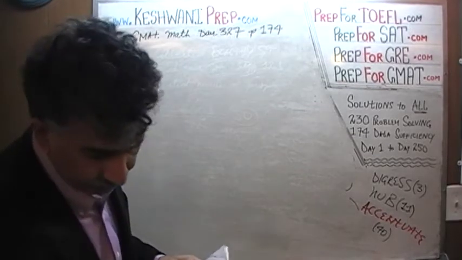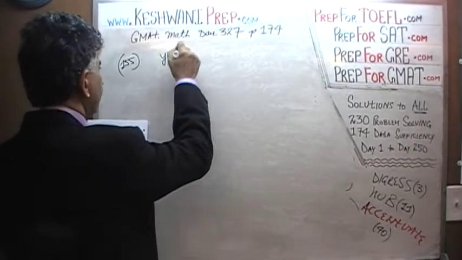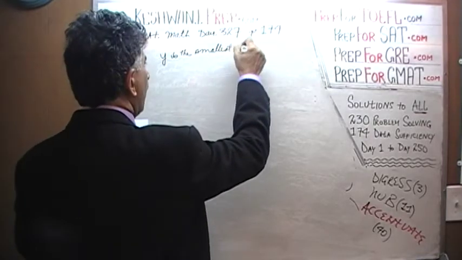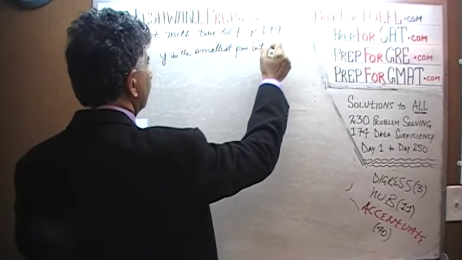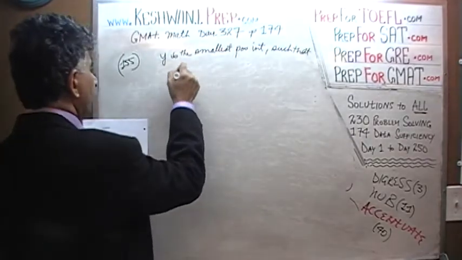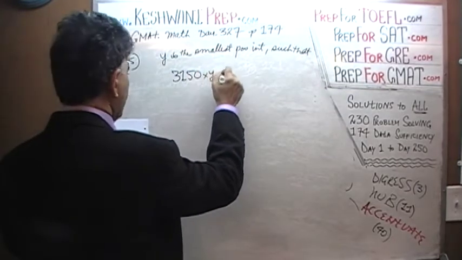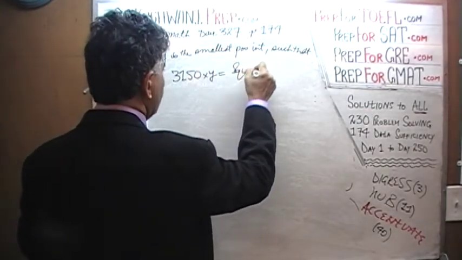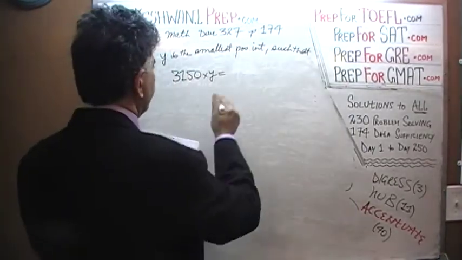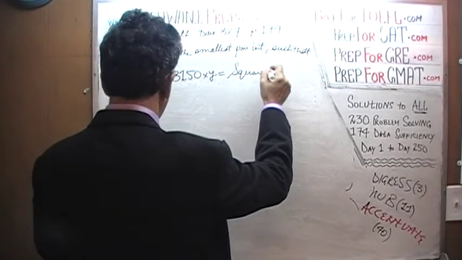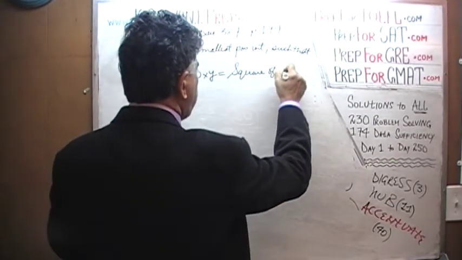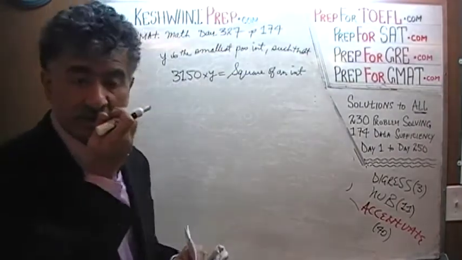Number 155 tells us that y is the smallest positive integer such that 3150 times y happens to be a square of an integer.